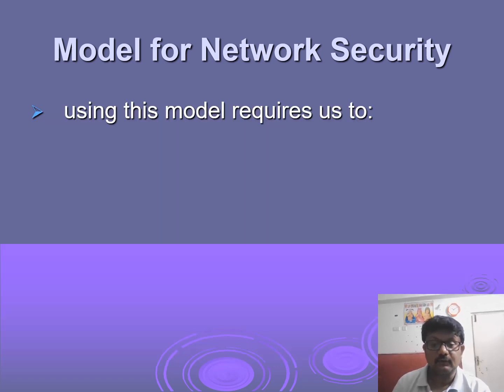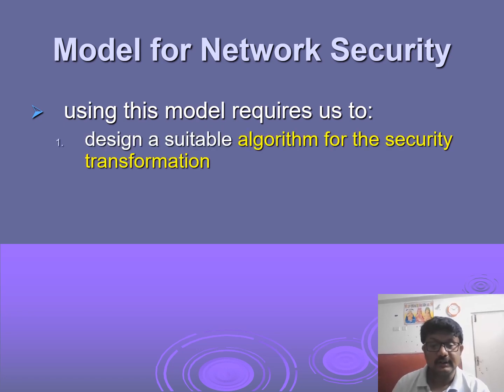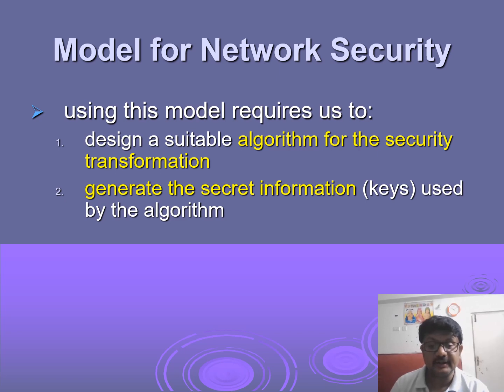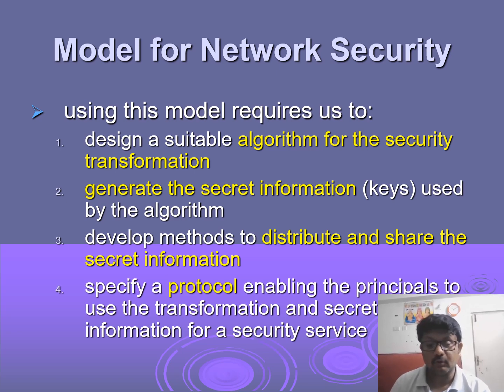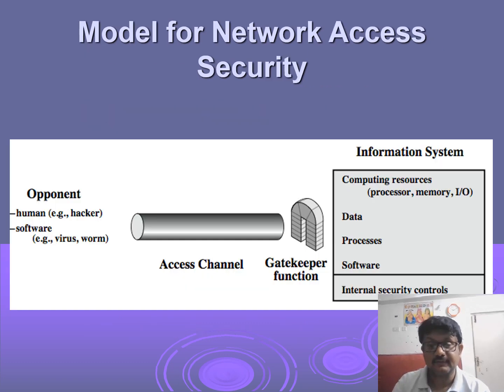What does the model for network security explain? Using this model requires us to design a suitable algorithm for the security transformation. It generates the secret information, that is, the keys used by the algorithm. It develops methods to distribute and share the secret information. And it specifies a protocol enabling the principals to use the transformation and secret key information for a security service.